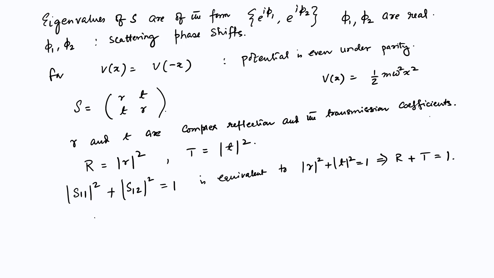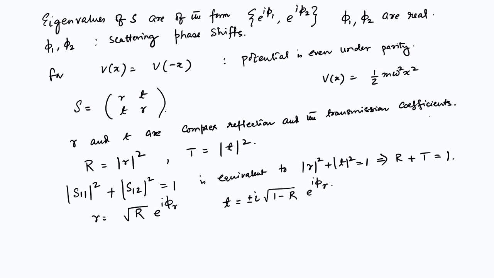So let us, given these conditions, assume, without any loss of generality, that small r is equal to root R exponential i phi r, because capital R equals small r mod square, and small r is a complex quantity. Capital R is, of course, a real quantity. So this is root R and exponential i phi r, where phi r is a phase corresponding to the reflected wave. And similarly, one can write down this relation, t equal to root of 1 minus R and exponential i phi t. Okay, so this is the t.